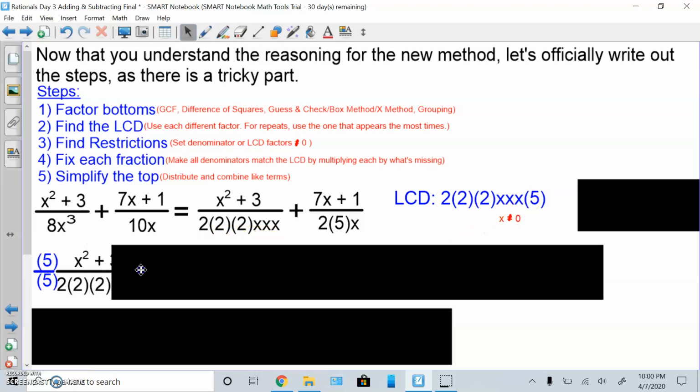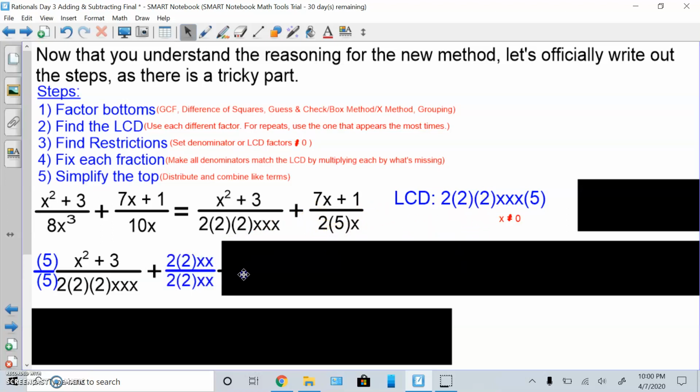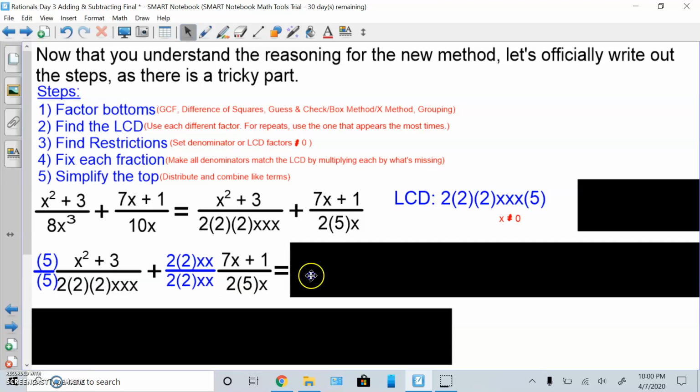It's missing a 5, so all I do is multiply by 5. The second fraction has 3 things, but it needs 7 things, so it's missing 4 of them. I'm going to write all 4. So it's missing 2 2's and 2 x's.